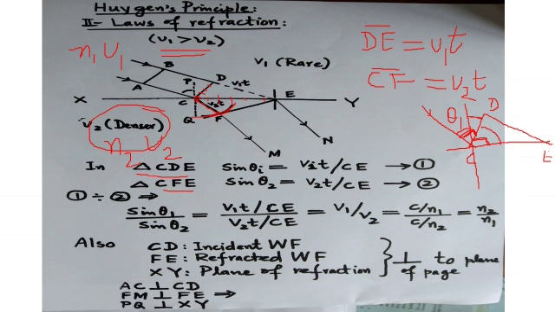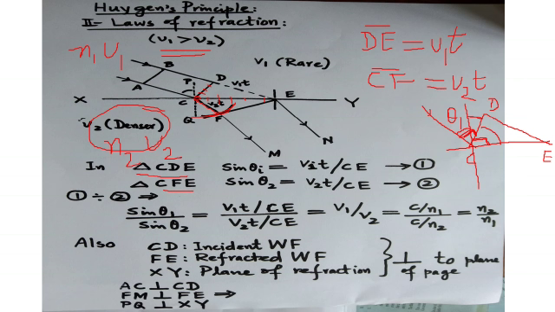We are finding now the sine of that angle theta 1 or theta i. This will be the perpendicular side, which is DE. Remember, DE is v1 times t divided by the hypotenuse, and hypotenuse is CE. Okay, we call this our equation number 1.